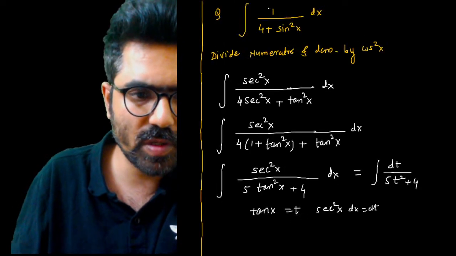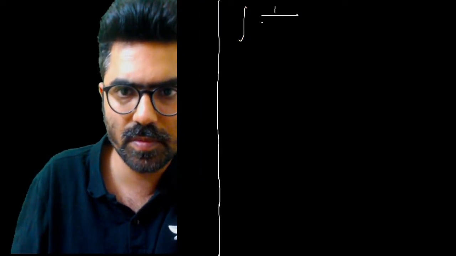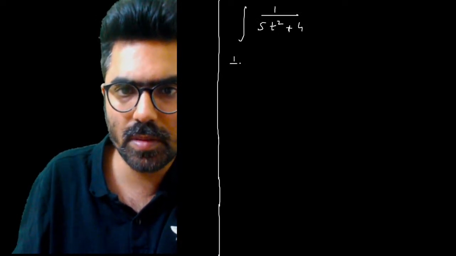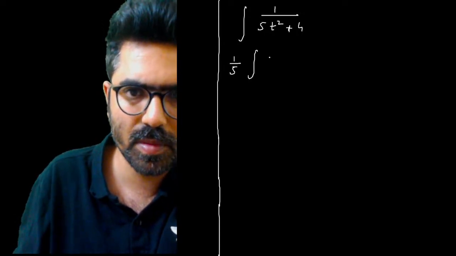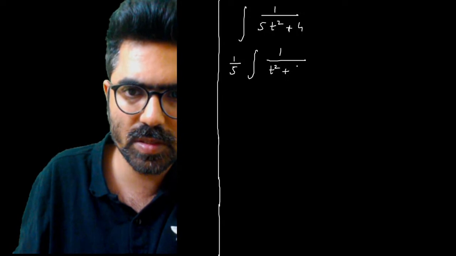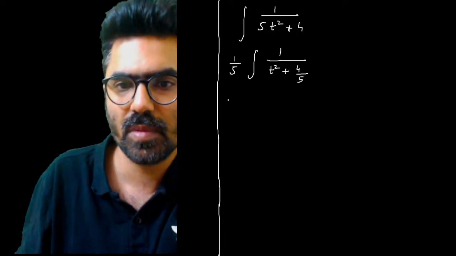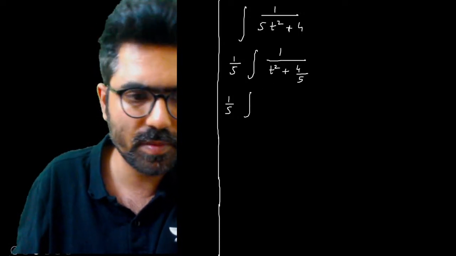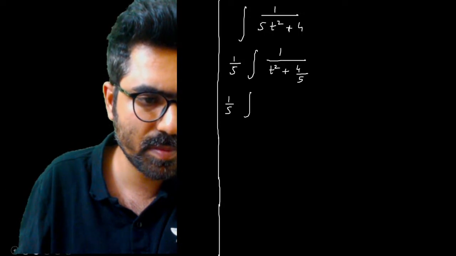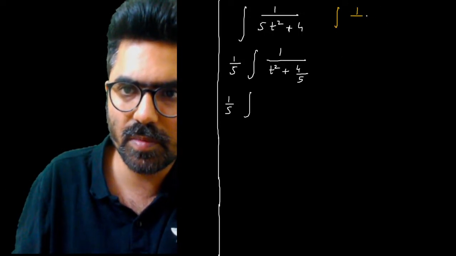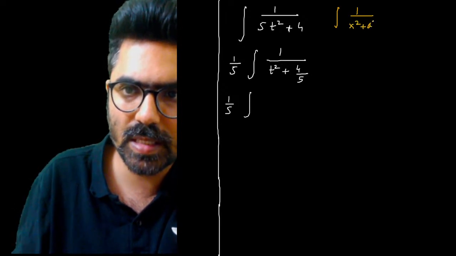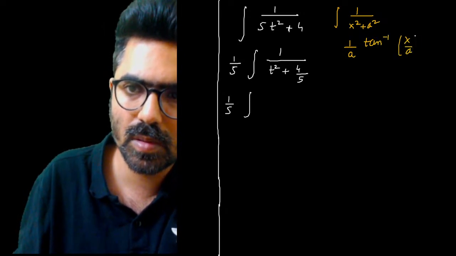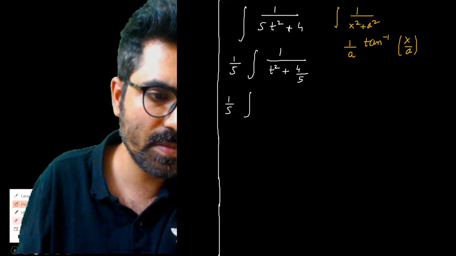So the last step which we have got is what? 1 by 5t square plus 4. So let's take 5 common: 1 by 5, 1 upon t square plus 4 by 5. If you remember, there's a formula, I'll write it over here: 1 by x square plus a square is 1 by a tan inverse x by a. So let's apply that formula here.